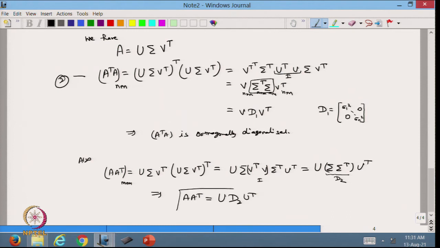So, I can say from here that U can be obtained by solving for the eigenvectors of the matrix A A transpose. So, this is the way we are able to find the values of U and V, and then we can find the sigmas. So, this is equation number 3.